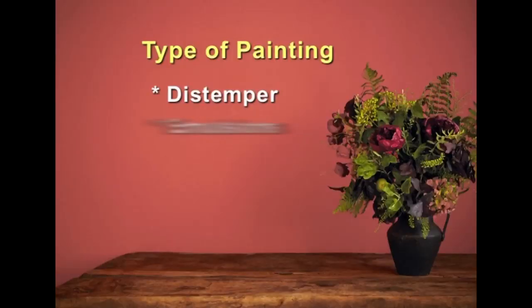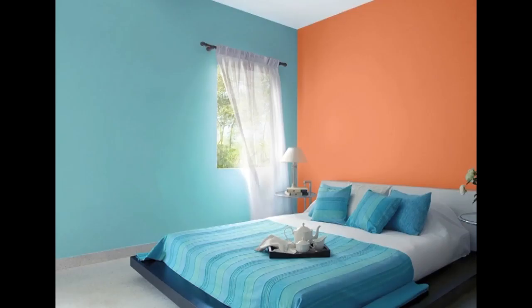Distemper is a water-based paint. The second one is emulsions. Emulsion is a type of paint which is also water-based and provides a rich and matte finish to interior walls. The differentiating factor of emulsion paints is its acrylic quality.